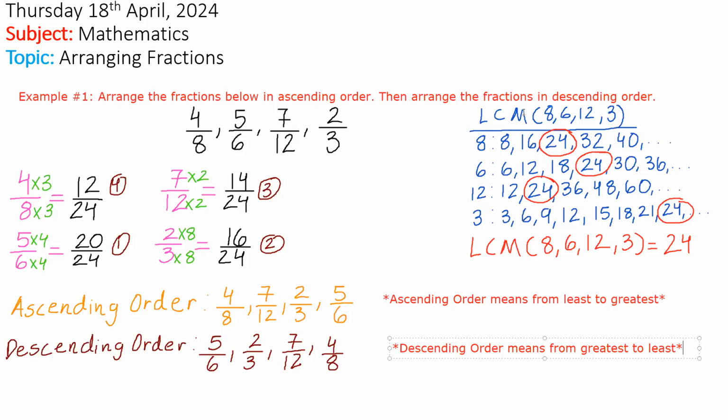So afterwards, we have to look at the numerators and figure out which numbers is the lowest and the highest. When we do it in ascending order, we can see that 4/8 is the lowest, then 7/12, then 2/3, then 5/6. Then when we go in descending order, we go from the greatest to the lowest. So then we can find out that it's 5/6, 2/3, 7/12, then 4/8.